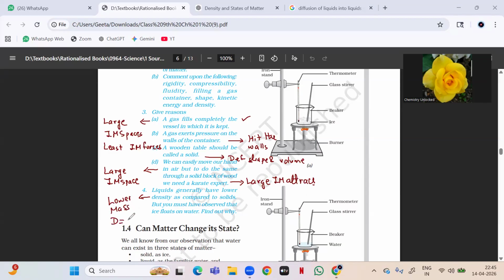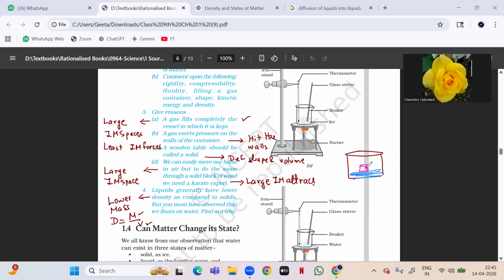So what was the formula? Density is equal to mass per unit volume. So even if you have two similar volumes of liquids and solids, still because the mass of the liquid is less, the density will be lower. But you must have observed that ice floats on water. Very good point. If you have water in this container, and you put an ice crystal, I'm taking the ice crystal with pink color, you'll see that the ice crystal floats on water.